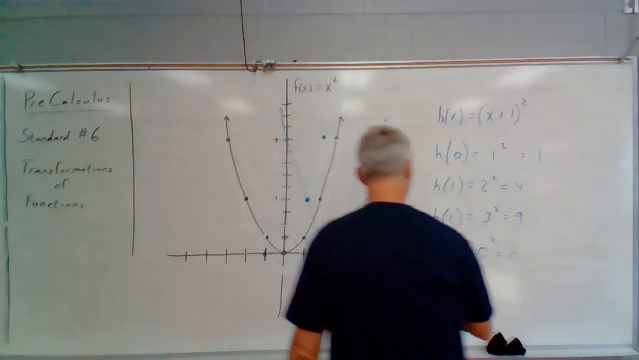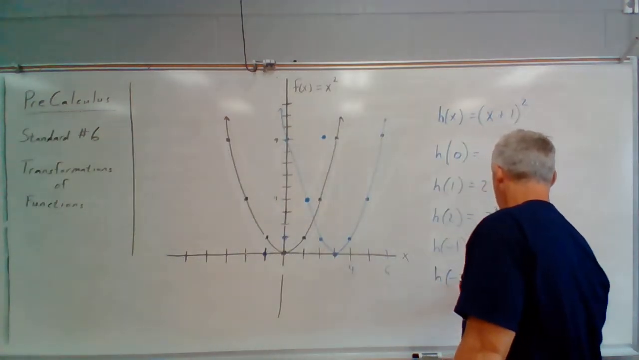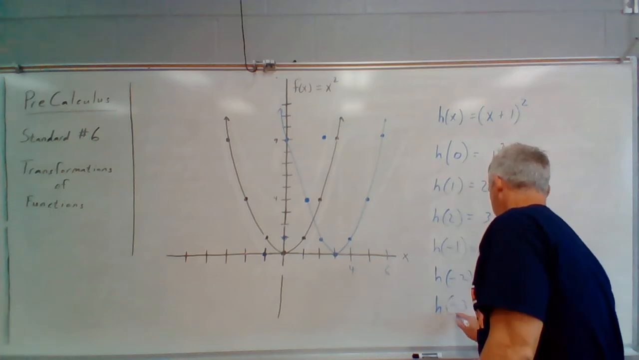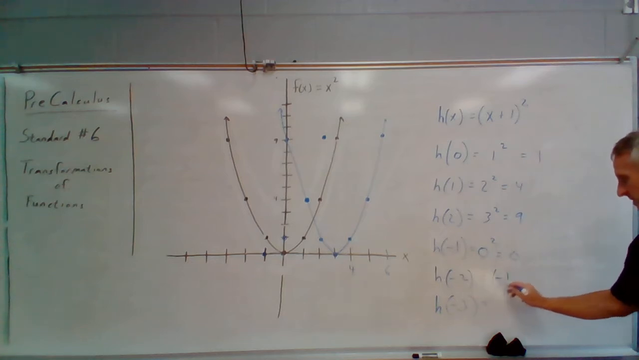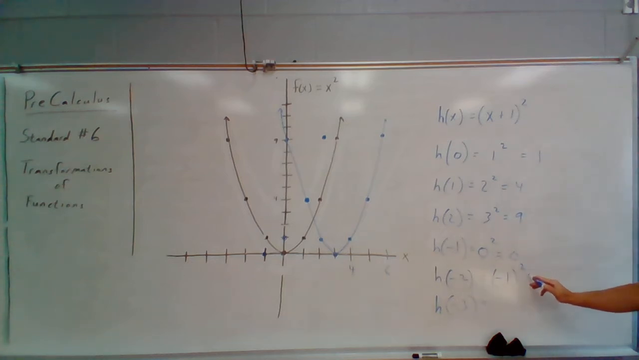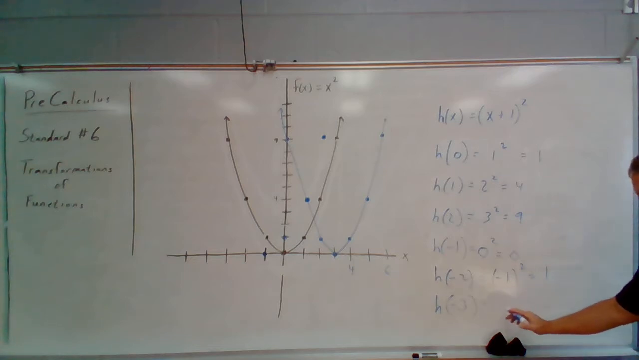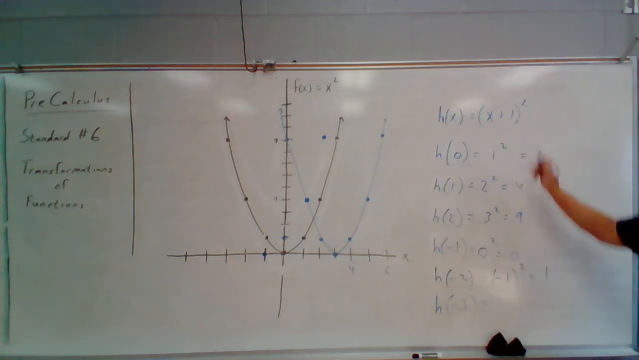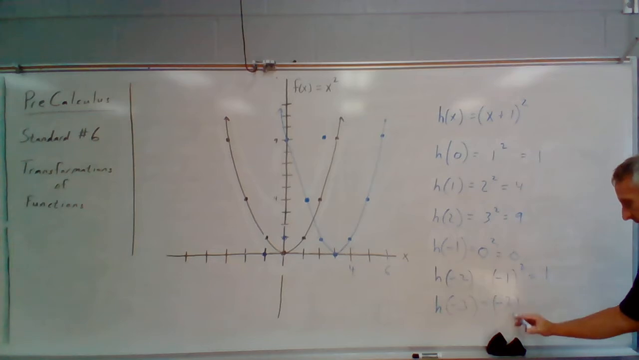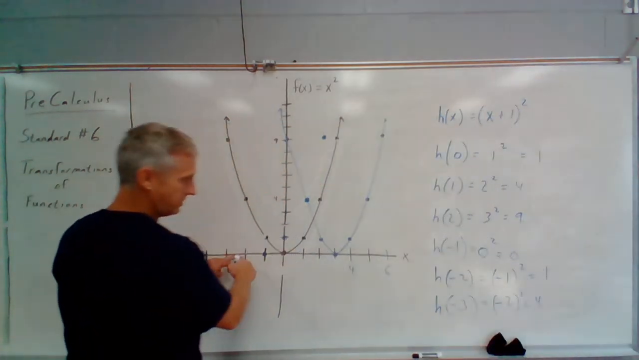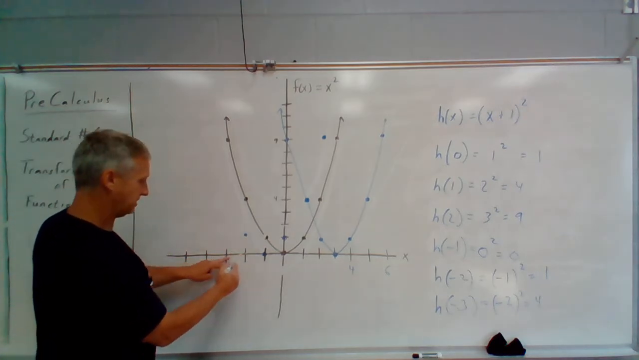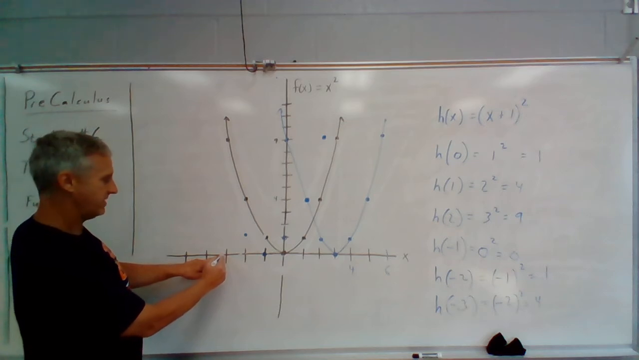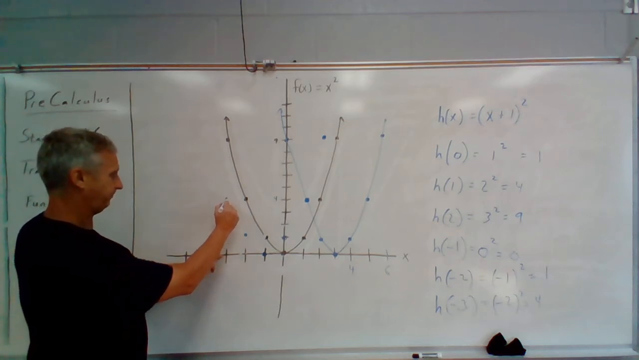Let's do just a couple more: h of negative 2 and h of negative 3. So if I plug in negative 2, negative 2 plus 1 is negative 1. Remember your parentheses. Squared is 1. And negative 3 plus 1 is negative 2. Squared is 4. So h of negative 2 would be 1. H of negative 3 would be 4.